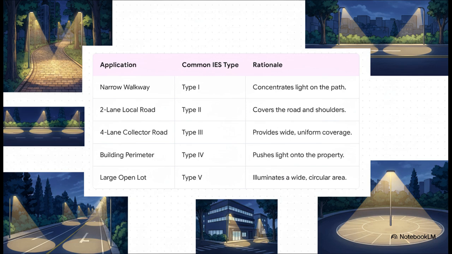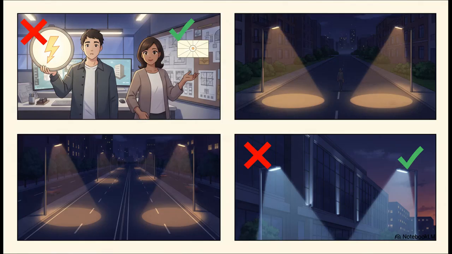And here you go, a little cheat sheet to tie it all together. A narrow path gets a Type 1 to keep that light focused. A standard 2-lane road? Perfect for a Type 2. A bigger 4-lane road needs that wide coverage from a Type 3. Lighting up the edge of your building? That's a Type 4 job all day long. And for that huge open parking lot, you'll want a Type V sitting right in the middle, giving you that 360-degree coverage.